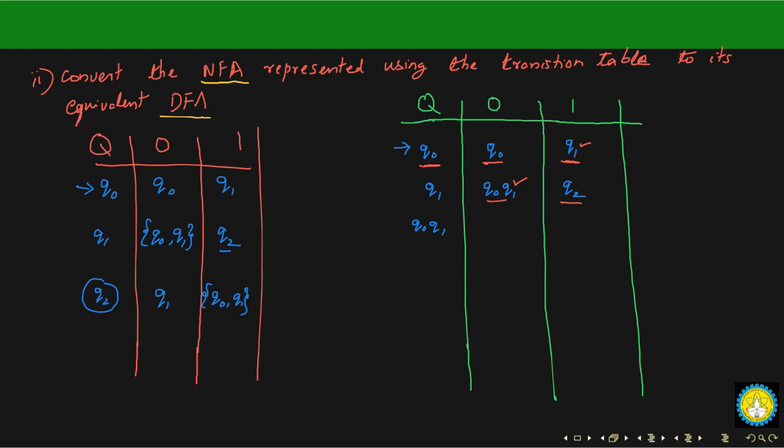So let me write the transition on 0 as Q0, Q1 itself. When you're combining that, you'll get only Q0, Q1. And what about Q0, Q1's transition on 1? Q0's transition on 1, from the NFA table, gives you Q1, and Q1's transition on 1 gives you Q2. So you have to combine both of them to get Q1, Q2. So the transition here is going to be Q1, Q2.